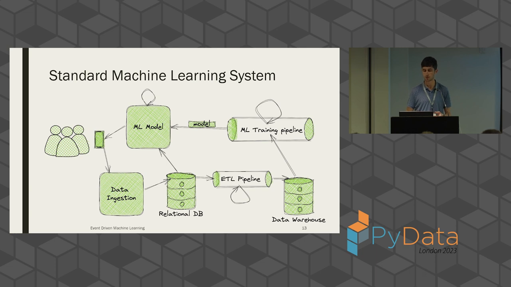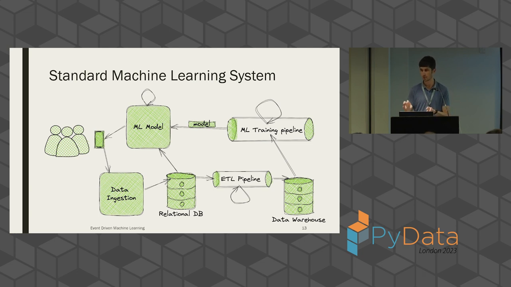So how does it do inference? In this case, it's taking in batches from our relational database. Again, running on schedule, depending on our requirements, maybe hourly, maybe weekly, maybe daily. And serving those predictions or classifications, whatever it is, back to the users.